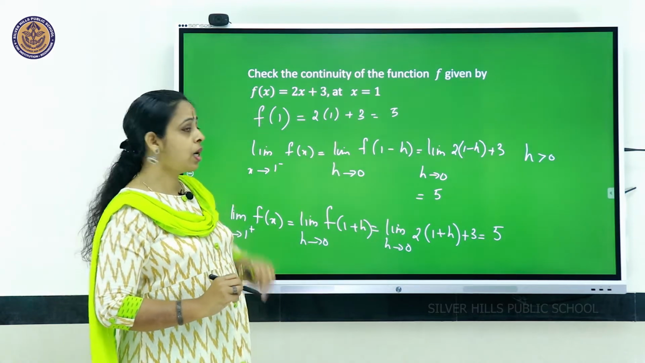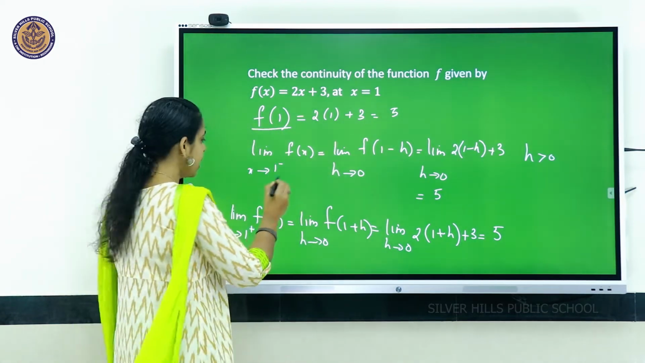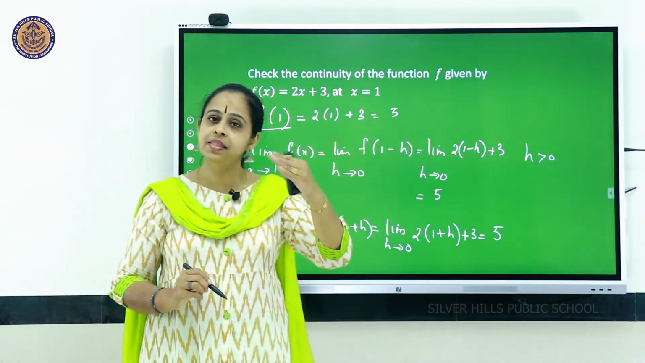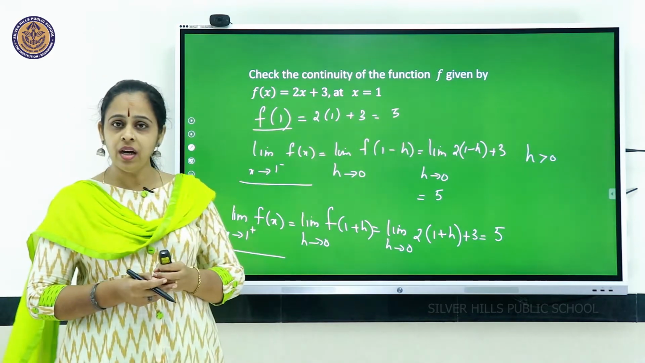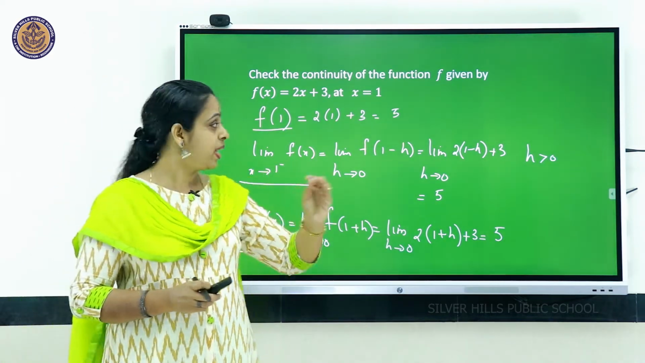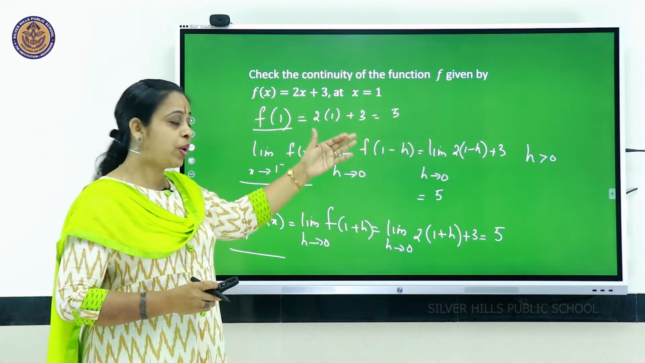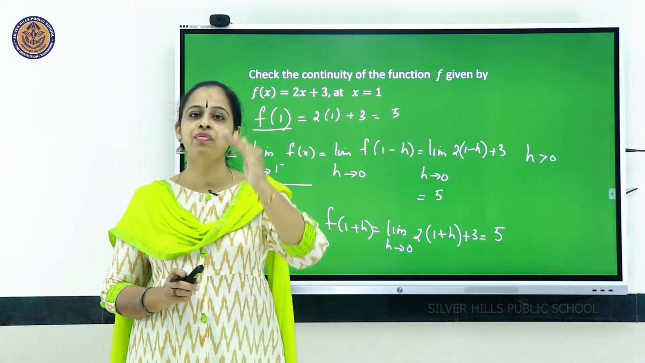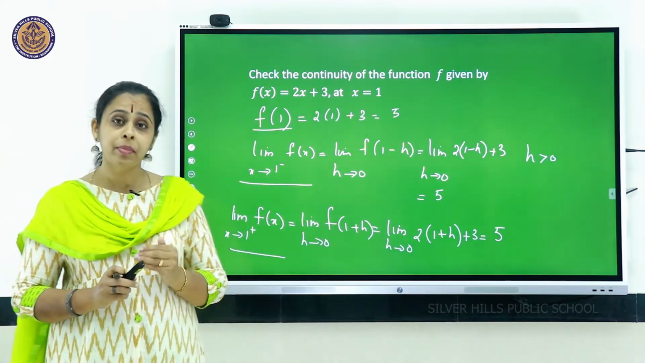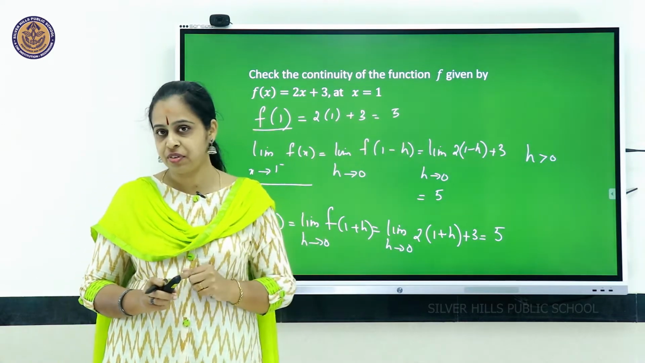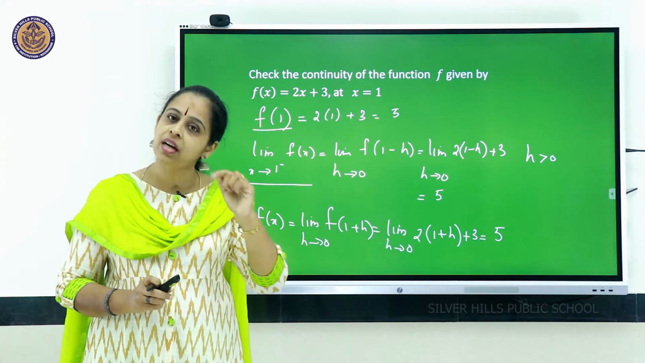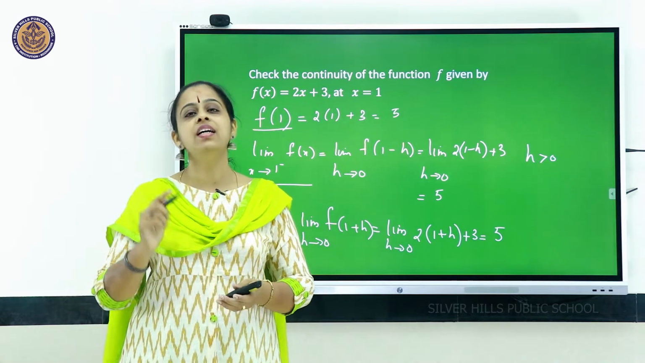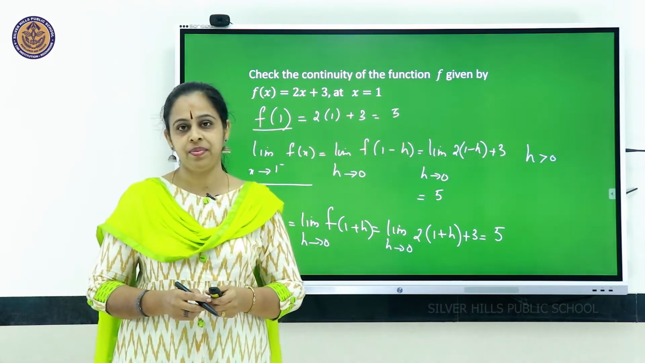So, what can you see from here? F of 1, limit left side, limit right side, 3 of them are same. So, we can see from here the value of the function when x equal to 1, when we approach through left side and we approach to right side, 3 of them are same. What do we mean by that? Just previously we saw the definition. What is the meaning of continuity of a function? So, we can say in this case the function is continuous at x equal to 1.